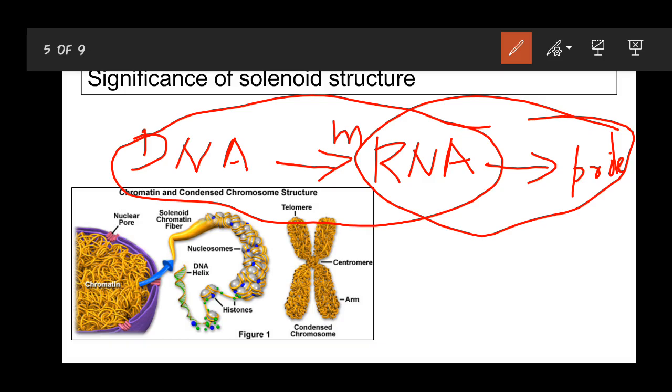So we were talking about the solenoidal structure and its significance. We said that the one and only function of DNA is to produce proteins by controlling the cell. Every cell in our body, whether you take a cell from your fingertip or from your hair follicle, has all 46 chromosomes, or 23 pairs. That means every gene required for our body is present in every cell.